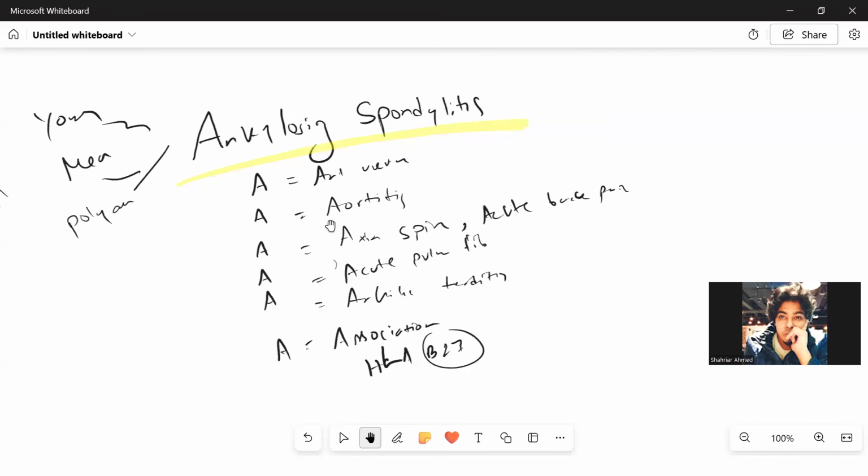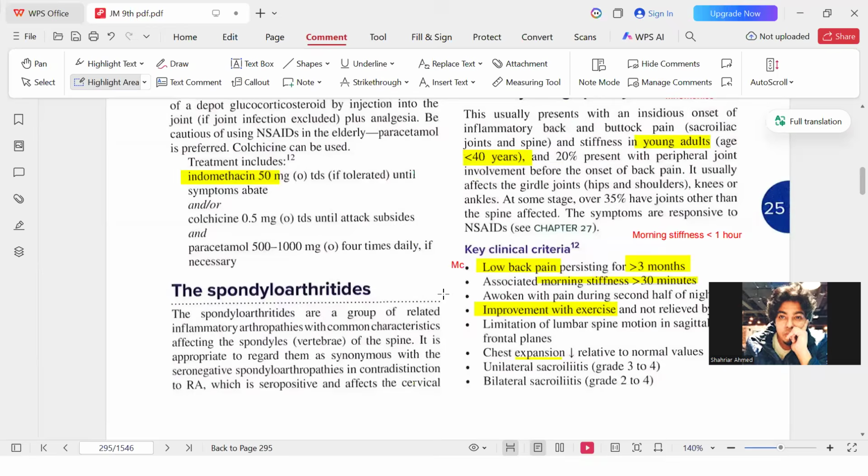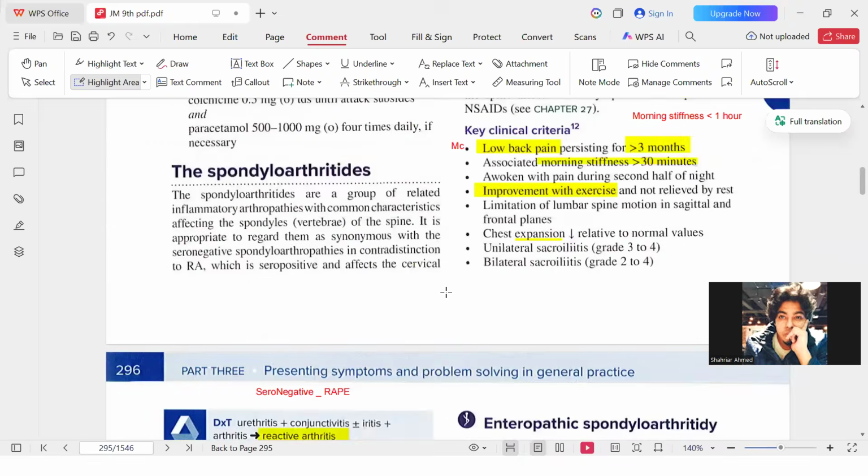A for anterior uveitis, A for aortitis in the heart, top to bottom. Then axial spine related, like bamboo spine, acute pulmonary fibrosis, all A's as a mnemonic, Achilles tendonitis, and association with HLA-B27. Now I'm taking you to the investigations related to ankylosing spondylitis. Can anyone tell me what investigations you want to do? Of course, we can do CBC and X-ray. X-ray will show bamboo spine. That's initial. What's next?